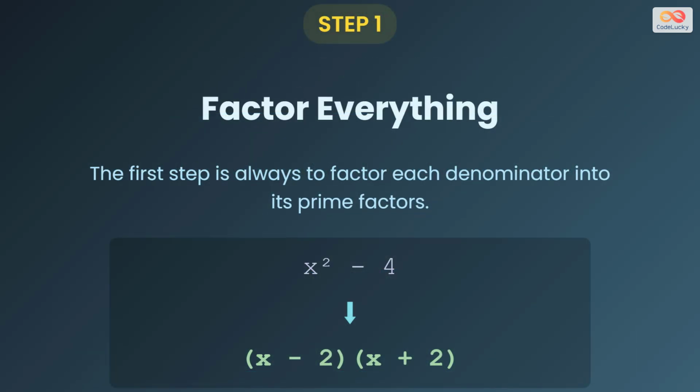The very first step, and the most critical one, is to completely factor each denominator. You need to break down each polynomial into its simplest prime factors. For example, the polynomial x squared minus 4 can be factored into x minus 2 times x plus 2.